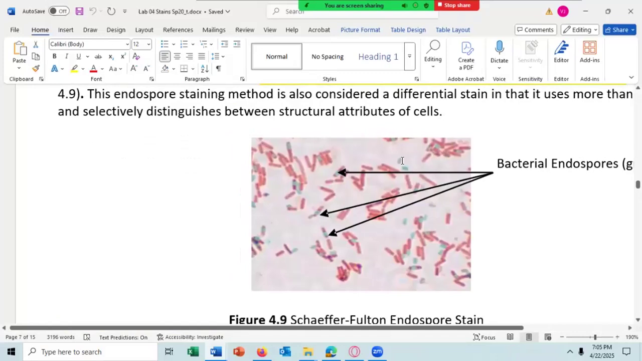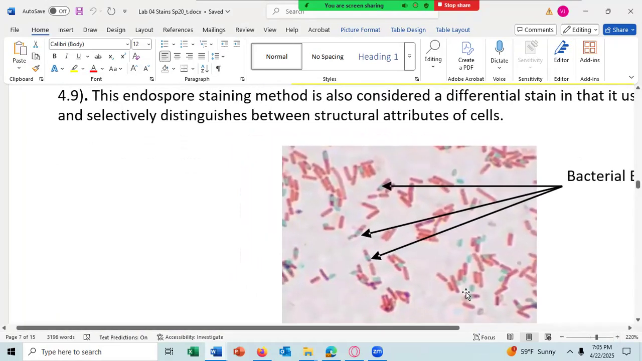So here we're looking at an endospore. This endospore has come out of the cell. You'll note it's coccobacillus in shape. The pinkish cells are the parent bacteria cell or the vegetative cell. And there we have an endospore being made inside the parent cell.